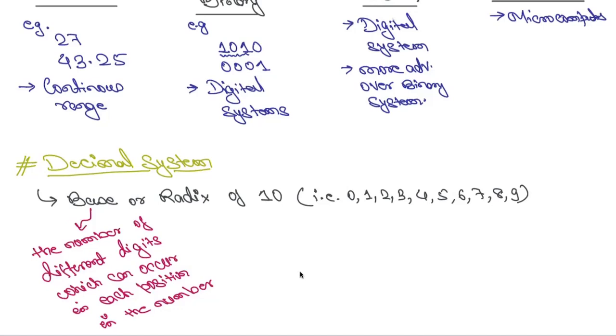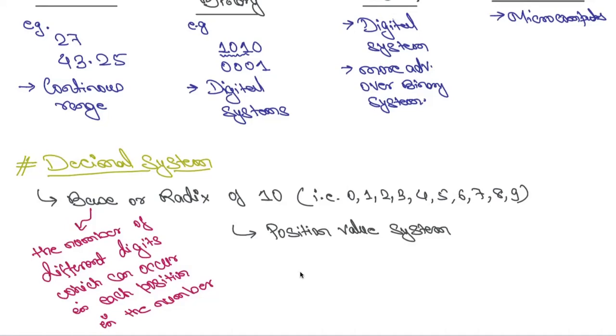Okay, next one. The decimal system, and the binary system also, we will see. It is a position value system. What is a position value system? Anyone? The value of the number depends upon the position.